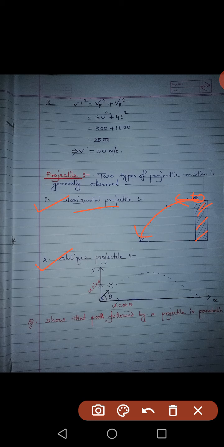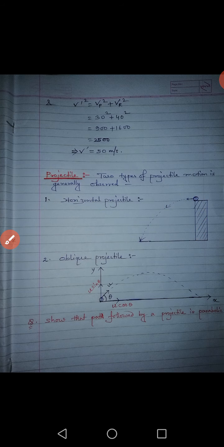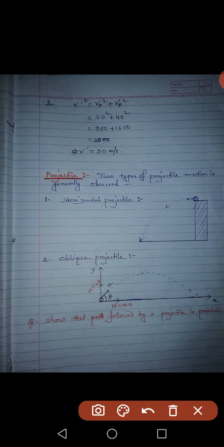It is horizontal. But suppose instead of standing on a tower, the person throws an object from the ground itself, then the trajectory of the object will be like this. It goes this way, reaches a maximum height, and then comes down. This is also a kind of projectile. We call it oblique projectile, and in this chapter we will focus on oblique projectile motion.